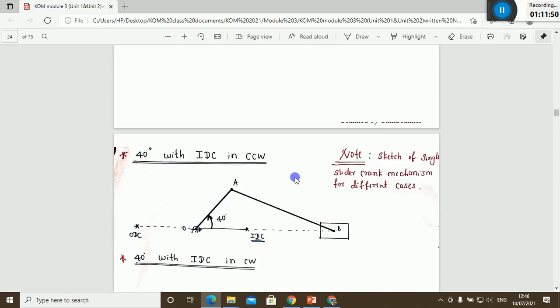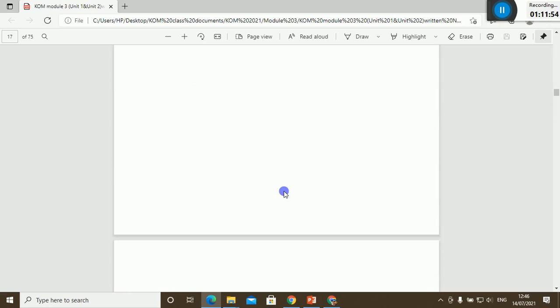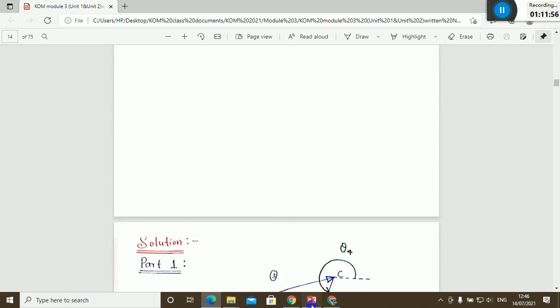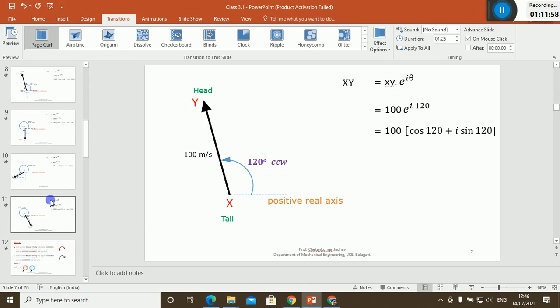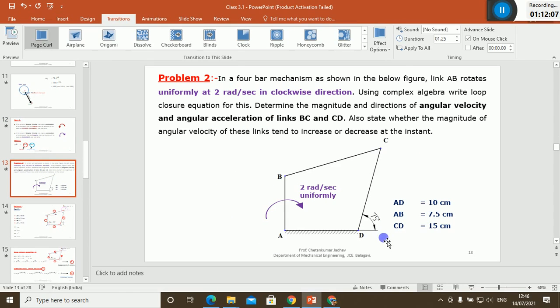This is a single problem. Please let me know if you have any doubts. Otherwise, I'll wind up today's class. Earlier I discussed these sign conventions also. So this is the second problem. It will be solved in the next class. If it is clear, I'll wind up today's class.